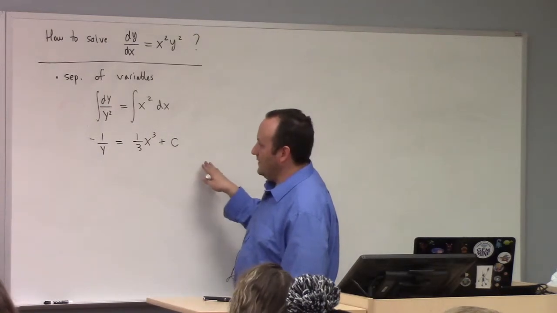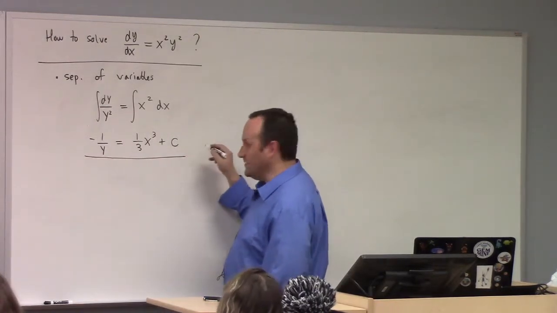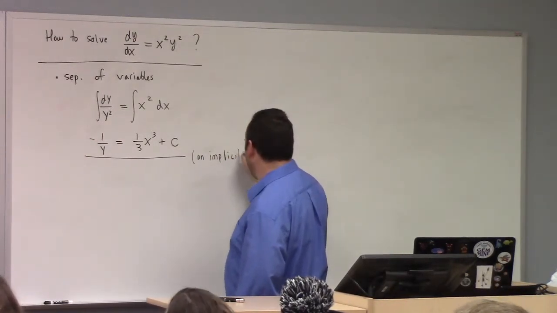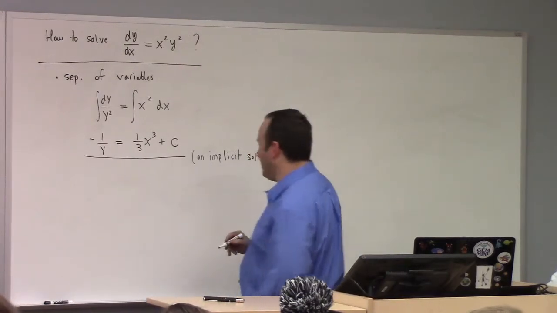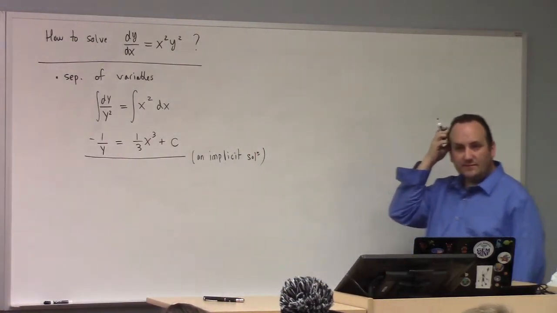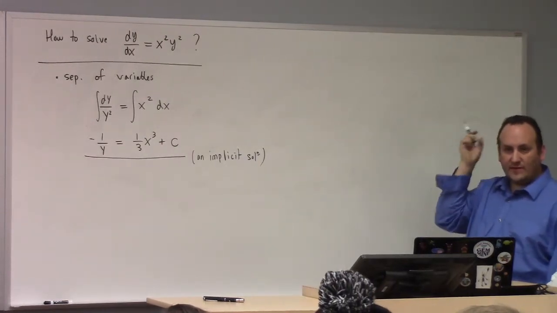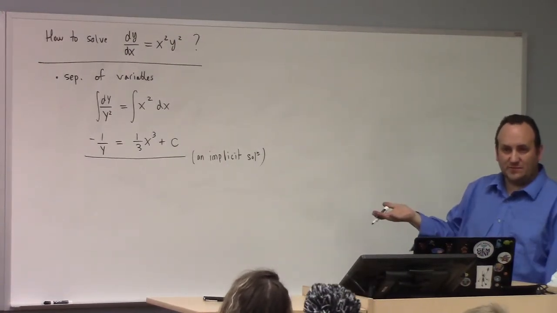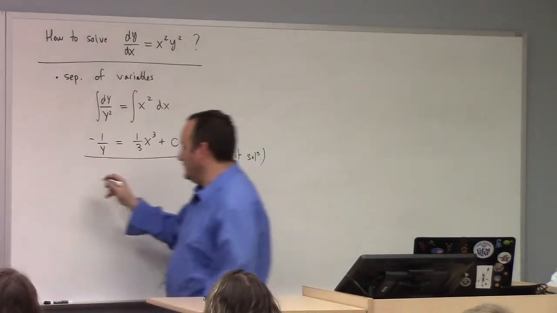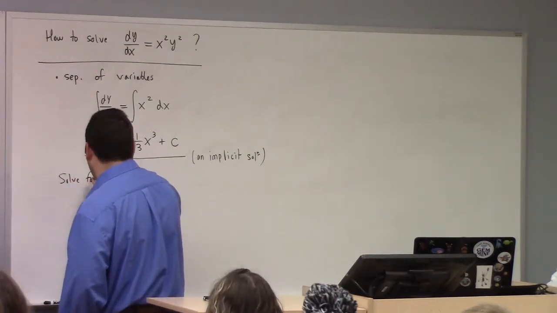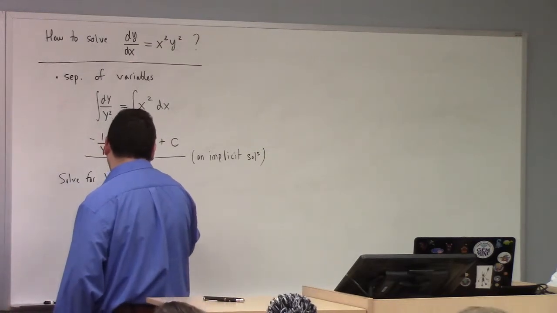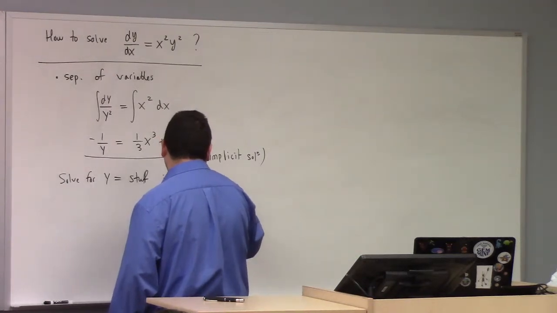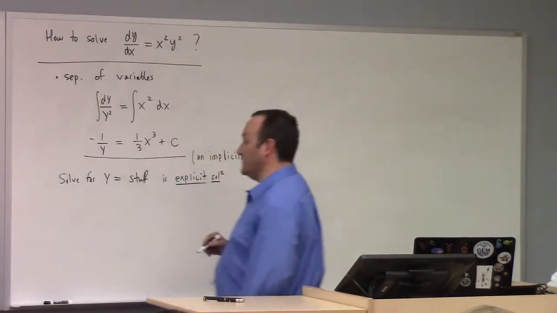Anyway, so this already is what's known as an implicit solution. What does it mean, implicit? What's that terminology? Implicit means that y and x are somehow intertwined by some relation, but not necessarily of the explicit form. What's an explicit solution? Solve for y equals stuff is an explicit solution. Can you find an explicit solution in this case?